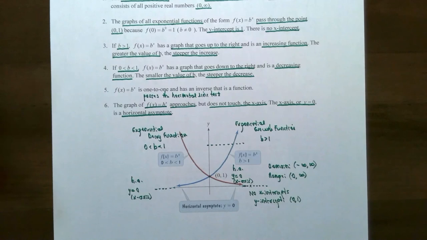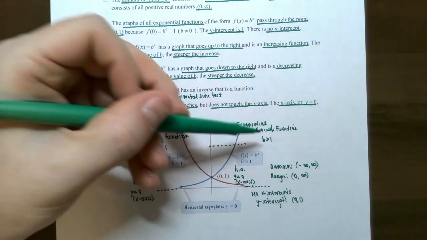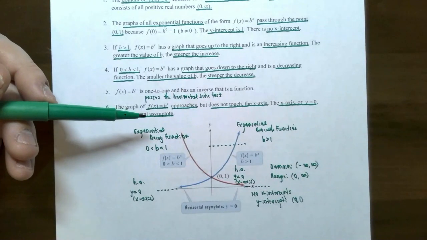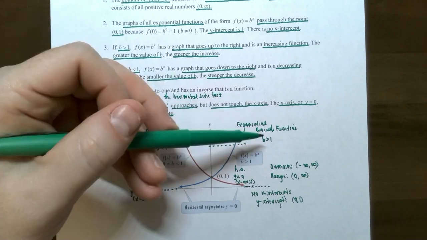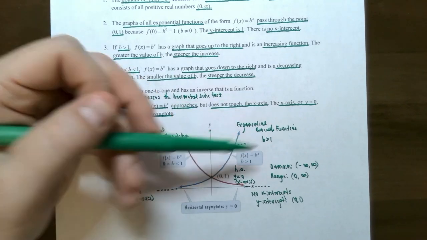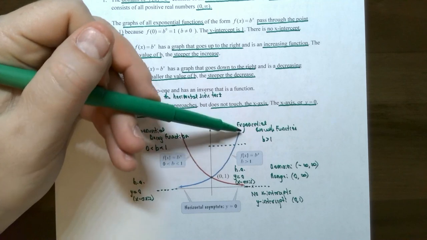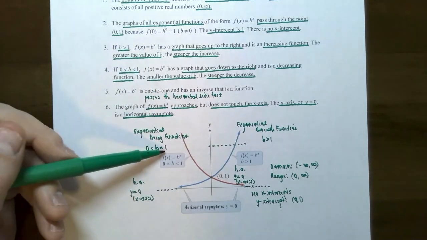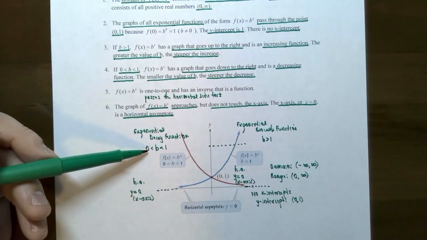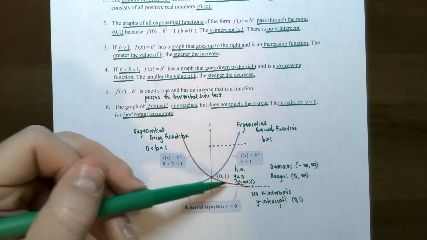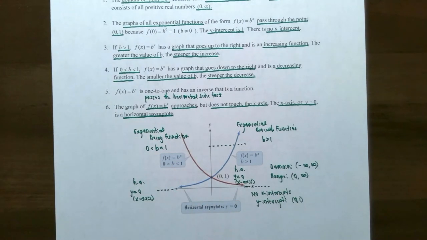So you can see they have very similar characteristics between growth and decay. What determines the difference between the two is the base. If the base is larger than 1, it tells you the graph is increasing, so it's growth. If the base is less than 1 and still greater than 0, then it's the decay function because the graph is decreasing from left to right.